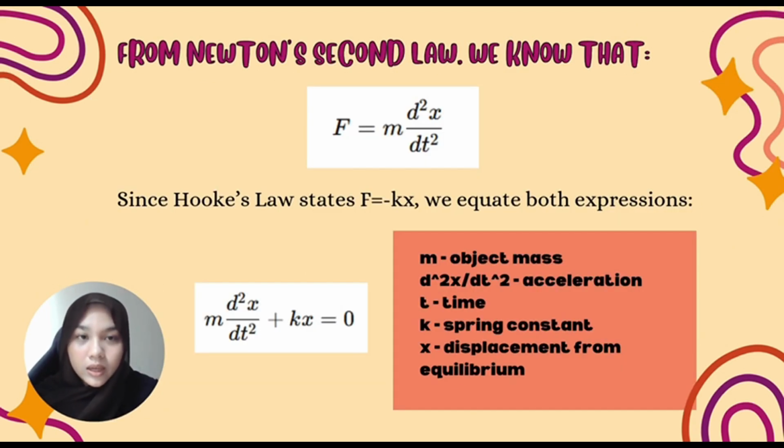From Newton's second law, we know that F is equal to m times d squared x over dt squared. Since Hooke's law states that F is equal to negative kx, we equate both expressions so that it becomes m times d squared x over dt squared plus kx equals 0. In this equation, m is the mass of the object, d squared x over dt squared represents acceleration, t is time, k is the spring constant, and x is the displacement from equilibrium.